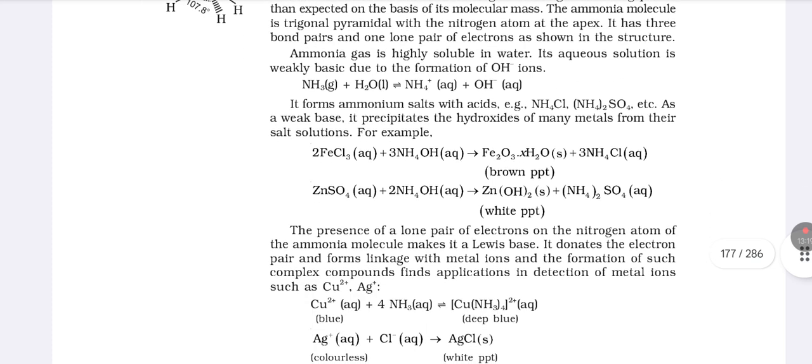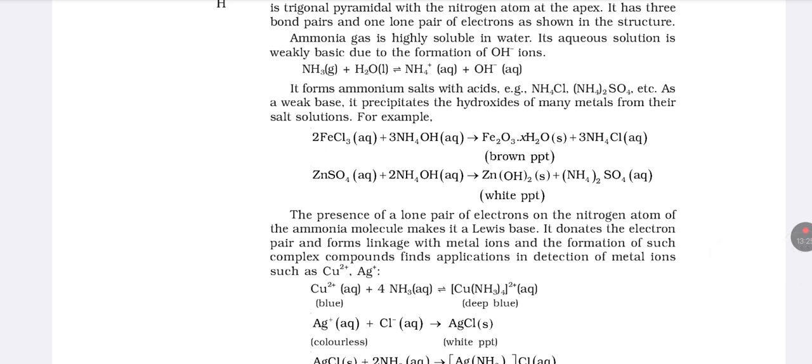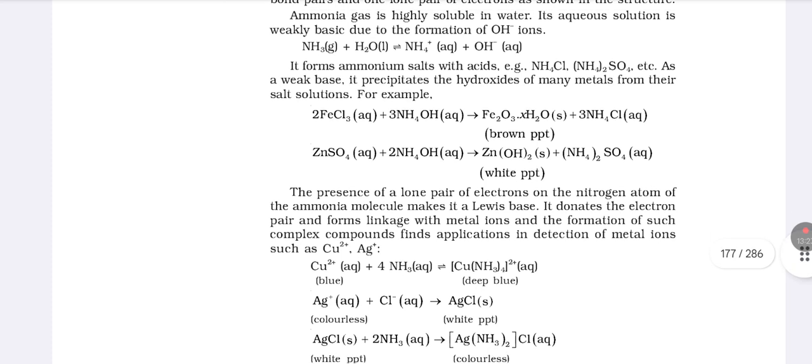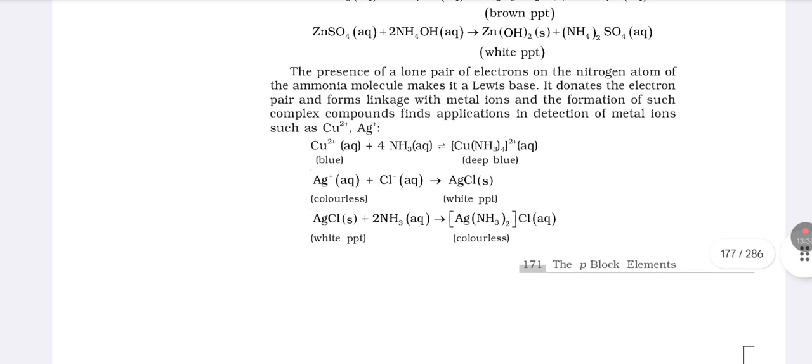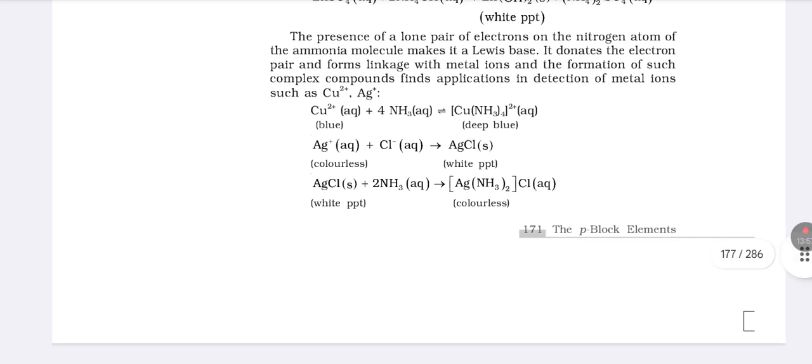Ammonia gas is highly soluble in water. Its aqueous solution is weakly basic due to formation of hydroxide ions. It forms ammonium salts with acids as a weak base. It precipitates the hydroxides of many metals from their salt solutions. The presence of a lone pair of electrons on the nitrogen atom of the ammonia molecule makes it a Lewis base. It donates the electron pair and forms a linkage with metal ions, and the formation of such complex compounds finds application in detection of metal ions.